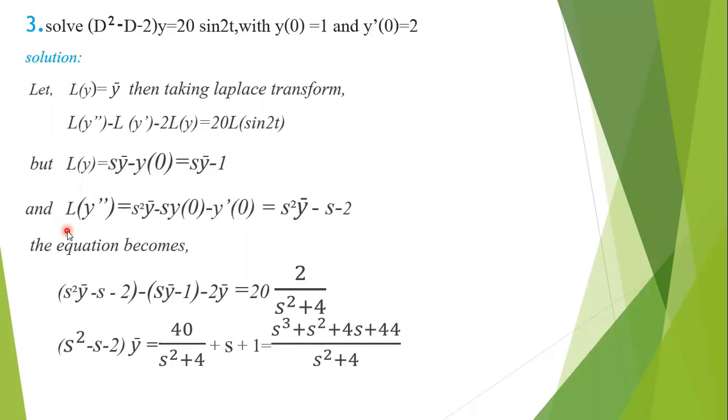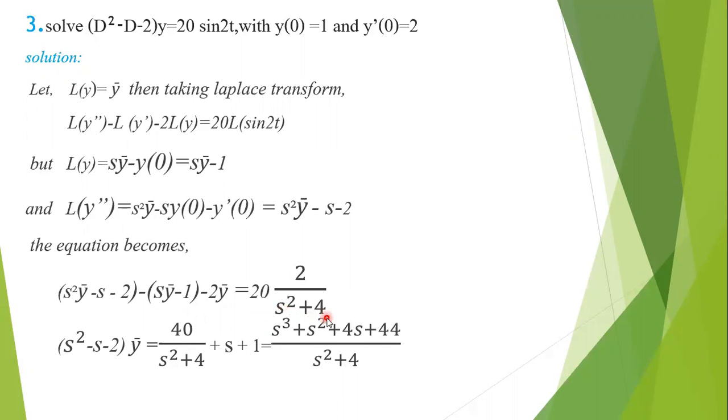Now Laplace of y double dash is equal to s square y bar minus s into y of 0 minus y dash of 0, which is equal to s square y bar minus s minus 2. So we substitute this value in the equation. Now our equation becomes s square y bar minus s minus 2 minus s into y bar minus 1 minus 2y bar is equal to 20 into 2 upon s square plus 4.